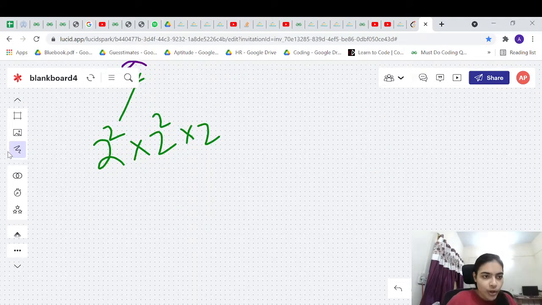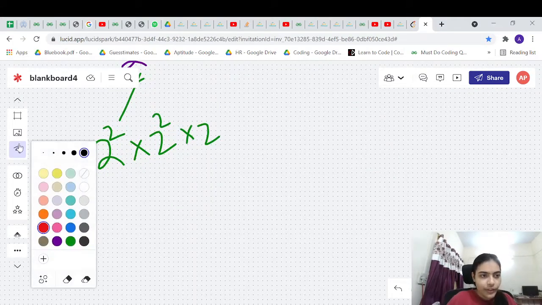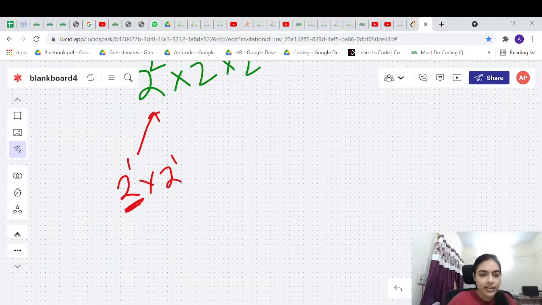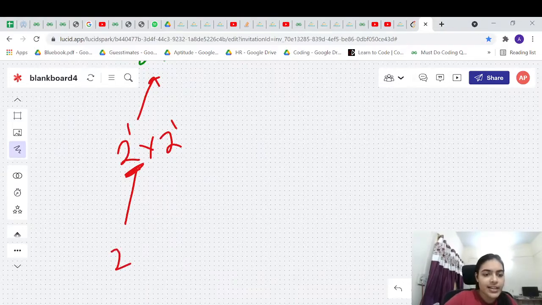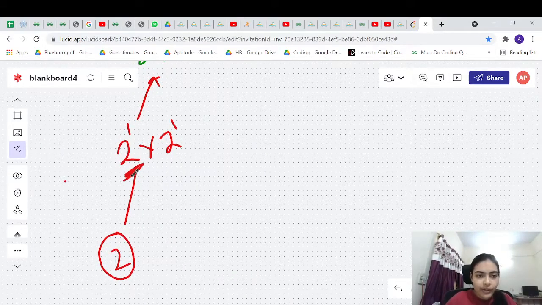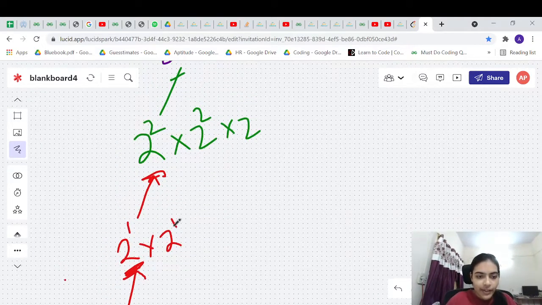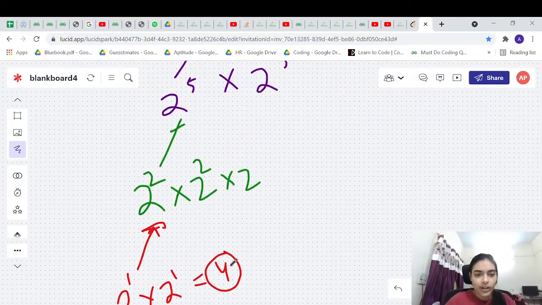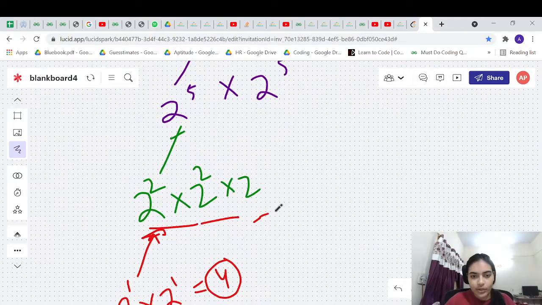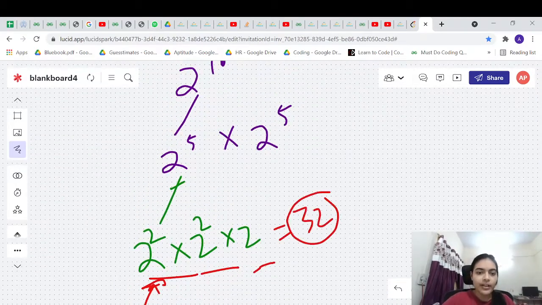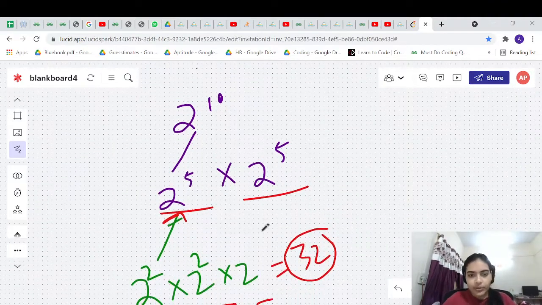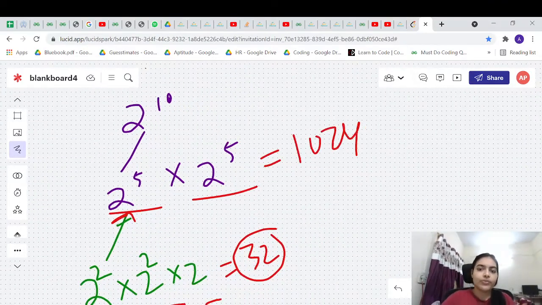Suppose you want to find 2 power 2. Take 2 power 1 into 2 power 1 and return the answer. If you want to find 2 power 1, the answer is simply 2. So find this value, return the answer here, multiply. The answer is 2, then multiply 2 into 2, the answer is 4. Return 4, multiply 4 into 4, 16, 16 into 2 is 32, return 32. Multiply 32 by 32 and you will get 1024. That will be the answer.